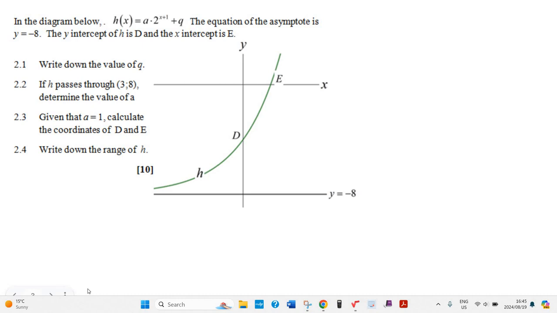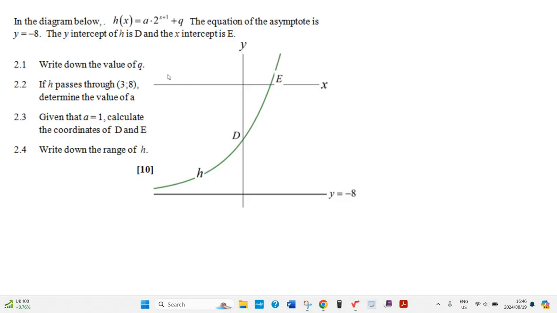Second function question, and it's an exponential question. It says in this diagram, you're given this picture. H is the name of the function, and D and E are y and x-intercepts. So they tell us that, right, too. And h of x equals a times 2 to the x plus 1 plus q.